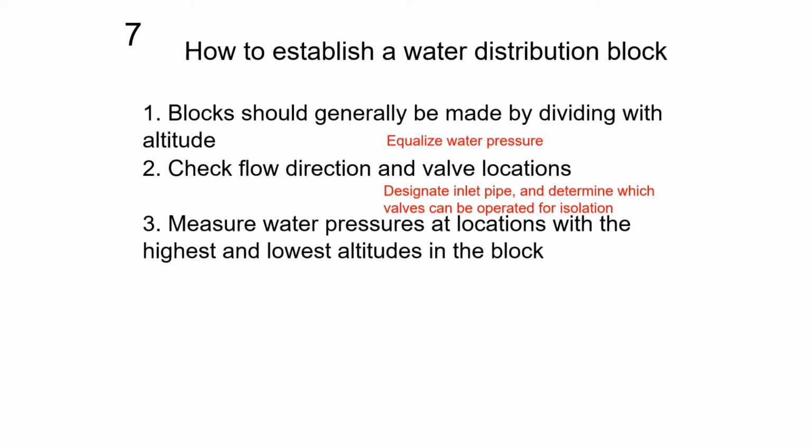Third point is pressure measurement at highest and lowest point in the block. Change in water pressure before and after setting up a distribution block needs to be checked. We should also be mindful of height difference, therefore pressure difference within the block, as it tends to happen in the case of a large block.